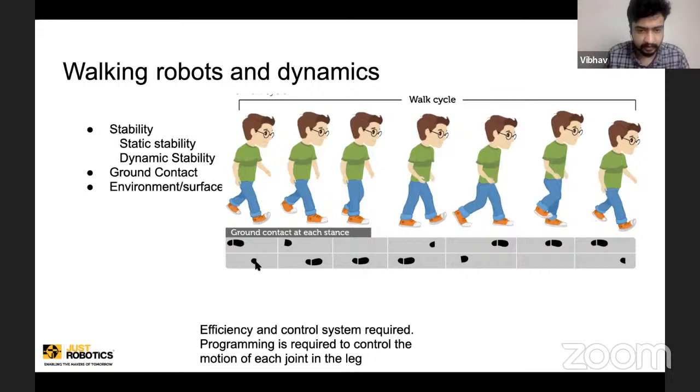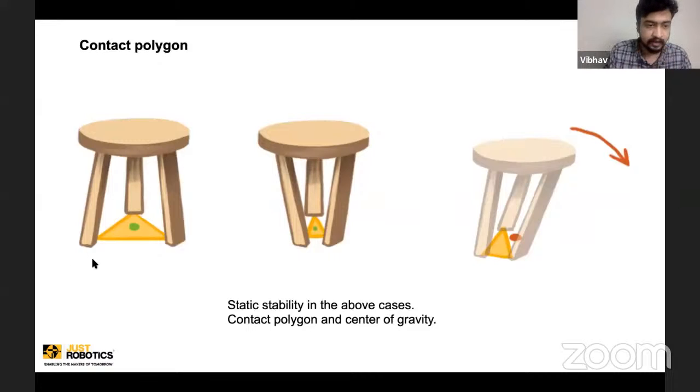the toe and the heel of the right leg. So you can draw one rectangle, you can draw a triangle. This is a contact polygon. So when a stool or a tripod is kept on the ground, there are 3 contact points, and you can draw a triangle from the 3 contact points.